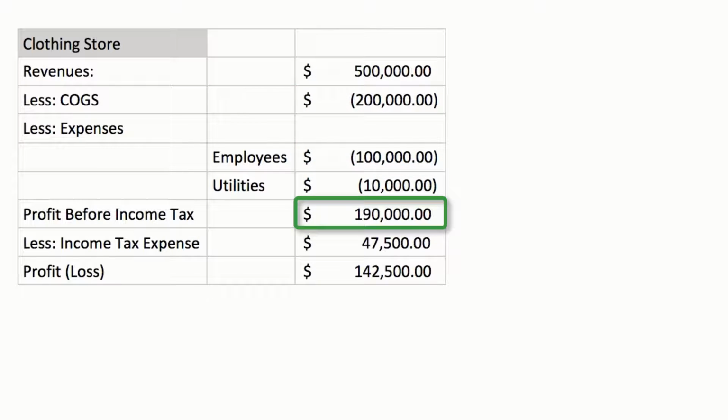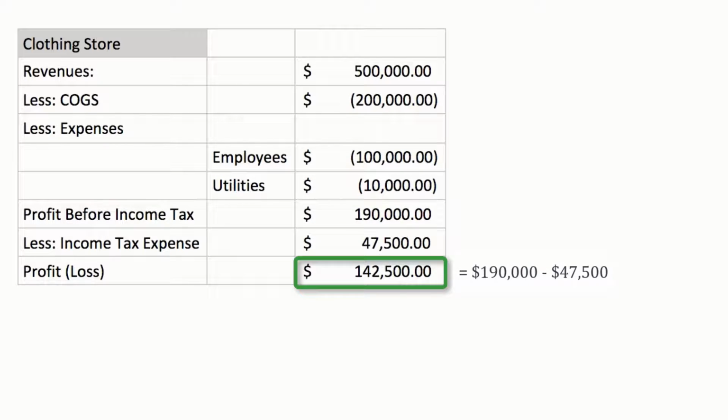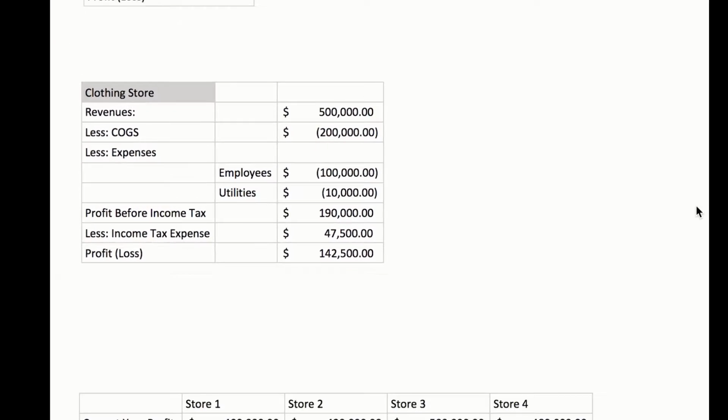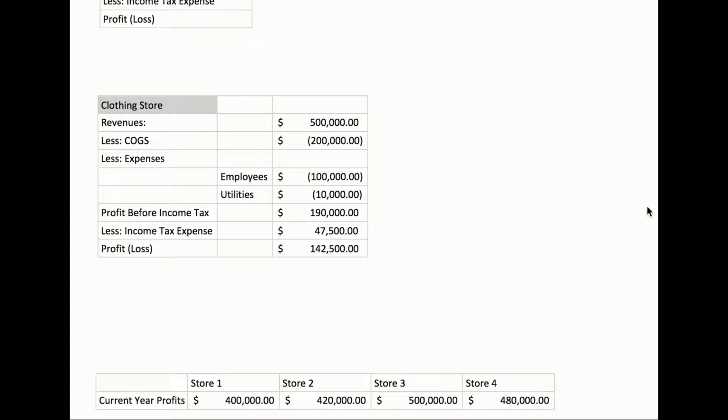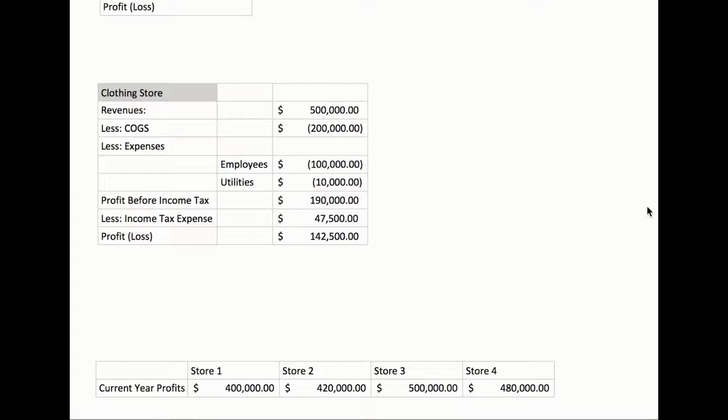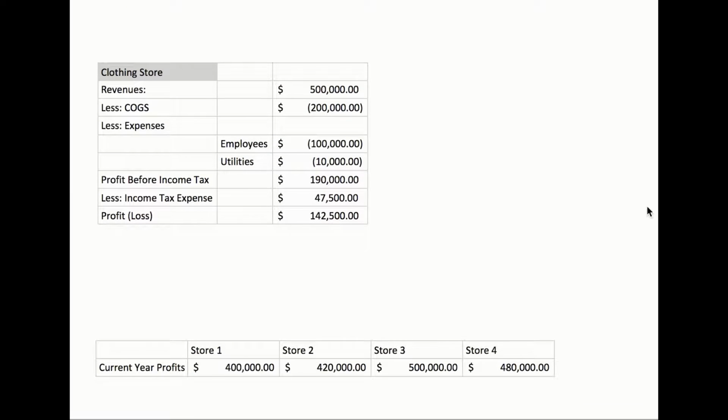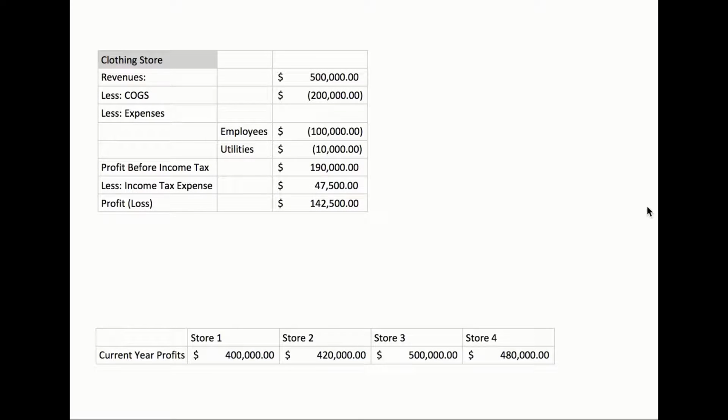So let's assume that the store is taxed at a corporate tax rate of 25%, which means the taxes would be $47,500. Now, the bottom line of the income statement, i.e. profit, is $142,500. All right, so you may be thinking to yourself, wow, that's awesome. The store made $142,500. But what you should really be thinking is, so what? What does this number really tell me?